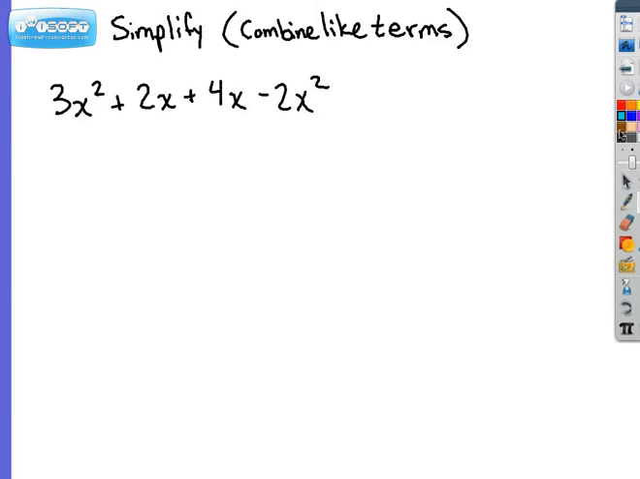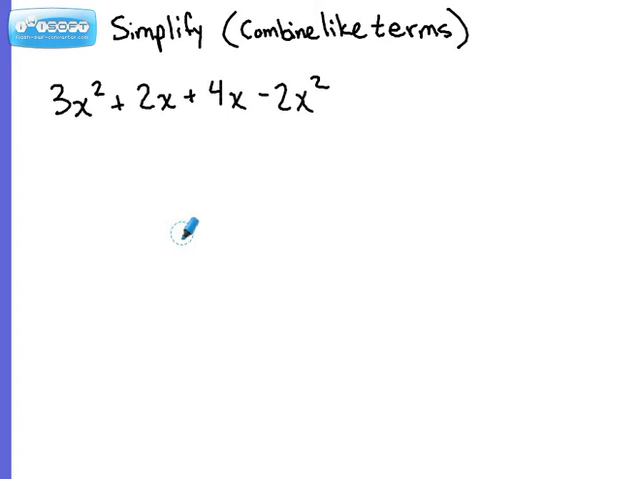So I'm going to highlight. You can box or underline or something like that. You can highlight as well. But I'm going to highlight the things that are the same. 3x squared is the same as this minus 2x squared. The thing to notice here is that these both have x squareds in them, so these are talking about the same kind of thing.